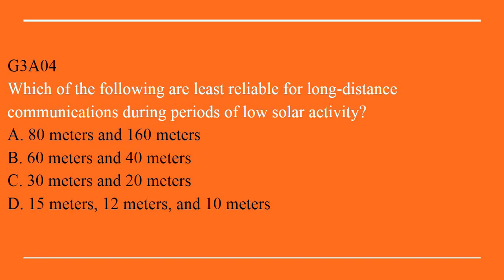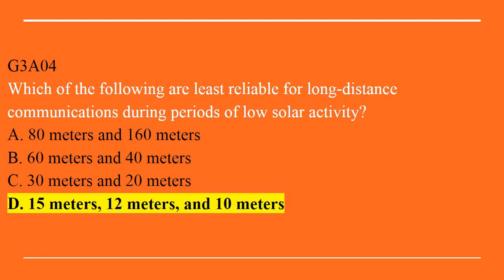G3A04. Which of the following are least reliable for long-distance communications during periods of low solar activity? A. 80 meters and 160 meters. B. 60 meters and 40 meters. C. 30 meters and 20 meters. Or D. 15 meters, 12 meters, and 10 meters. Correct answer is D. 15 meters, 12 meters, and 10 meters.